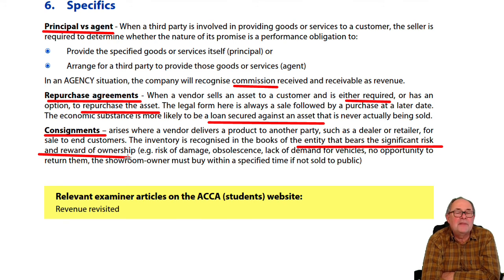There we are. There's a recap of revenue, the 5-stage model that may well form part of the exam. Examiner has said, please don't write out the whole model, just pick the bits that would be relevant in the scenario, but I'm sure we can do that.